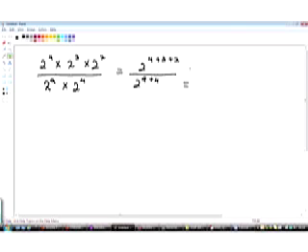In the numerator part, we will add the 4 plus the 3 plus the 2, which will give me 2 to the power 9. In the denominator part, we can get 2 to the power 9 plus 4, which is going to give me 13. So, going back to the law, we get 2 to the power 9 minus 13, which is going to give me 2 to the power negative 4.